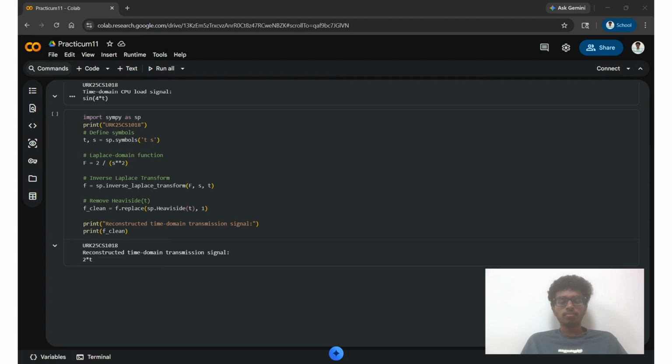In all three programs, the key steps are importing the SymPy library, defining symbolic variables, expressing the Laplace domain function, applying the inverse Laplace transform, and simplifying the output by removing the unit step function.